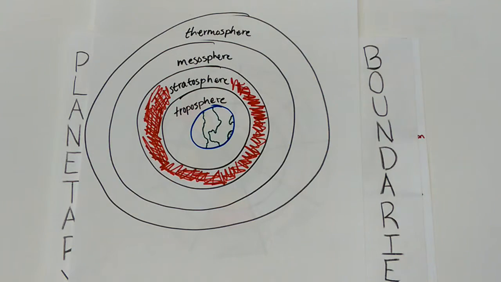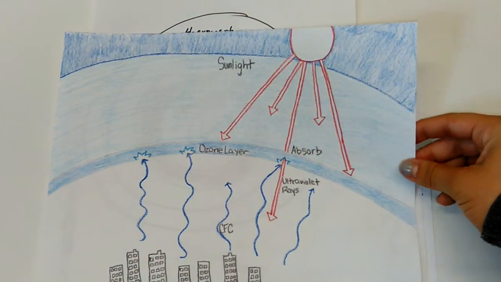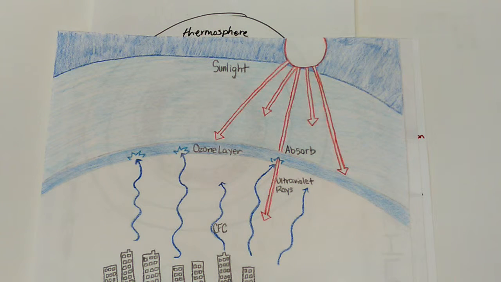If the ozone layer becomes smaller or decreases, it will lead to an increase in UVB rays that can reach the Earth's surface. UVB rays are the UV rays that can burn us. If an increase of UVB rays reaches the ground, it can cause a disruption in biological processes.